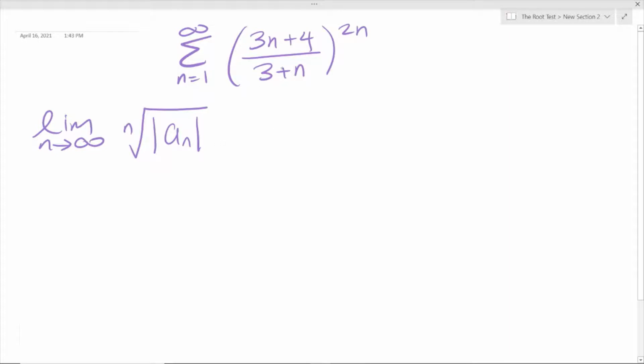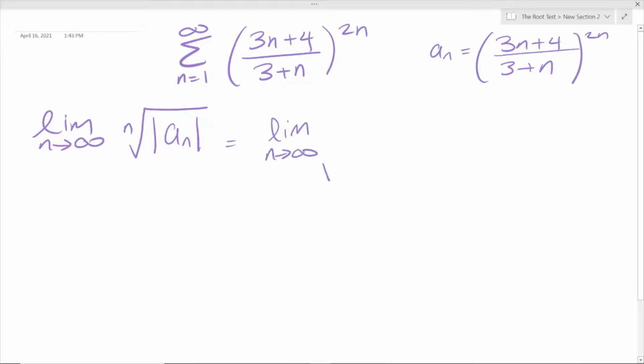Anyways, now we just have to plug in this whole thing for an. Our an is equal to this whole thing right here. Don't forget these exponents. This is our an. So we just plug that into the part where we see an in this limit. So it's going to be a root here, and then the absolute value of an is the absolute value of (3n plus 4) over (3 plus n), to the exponent of 2n.